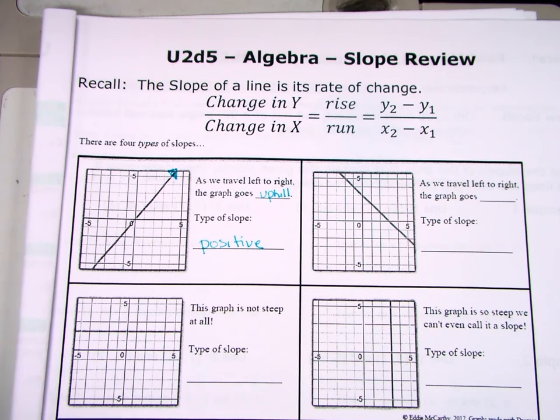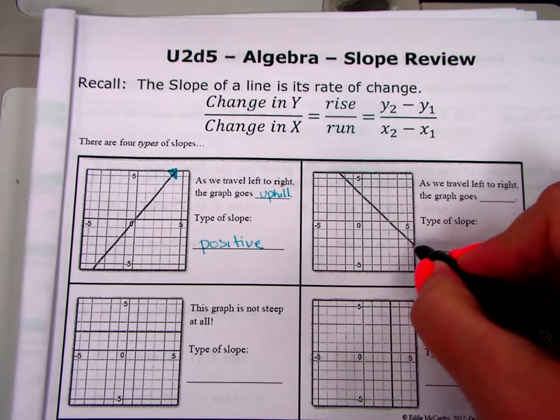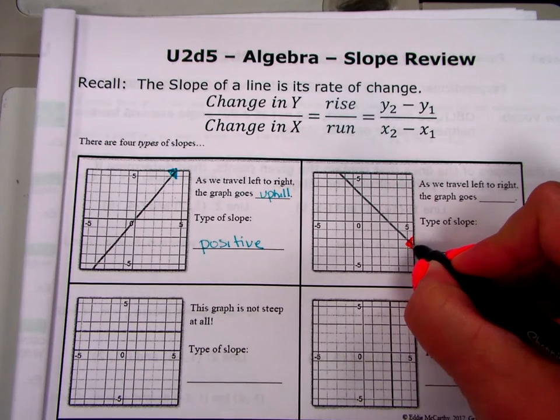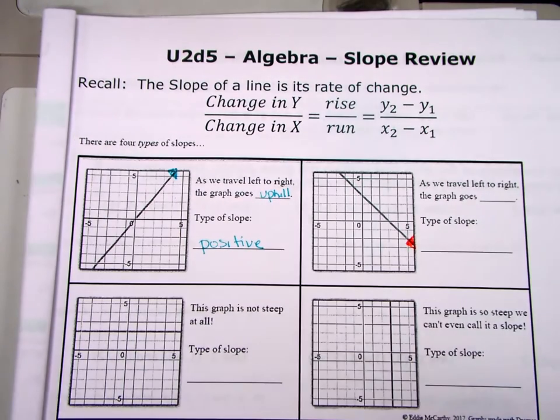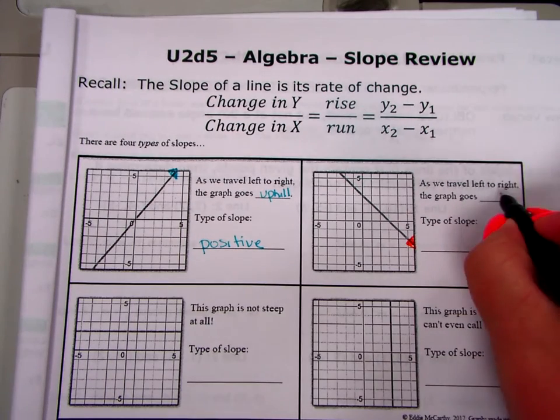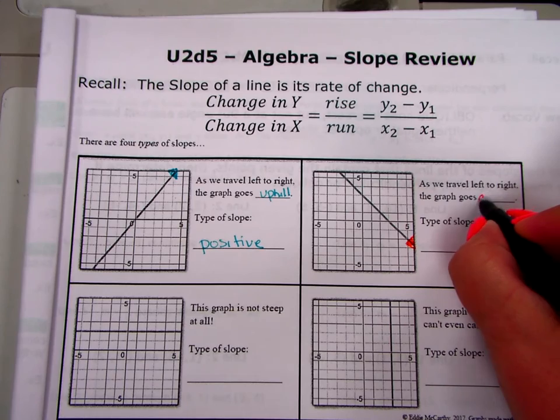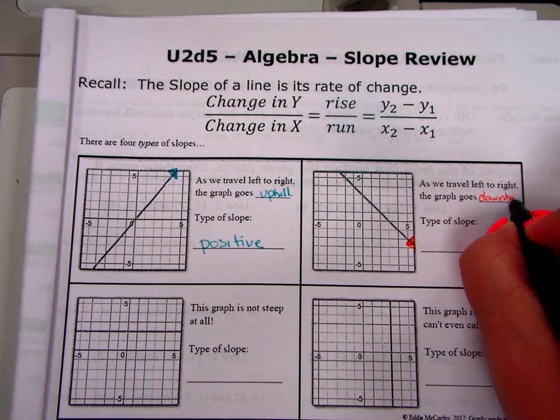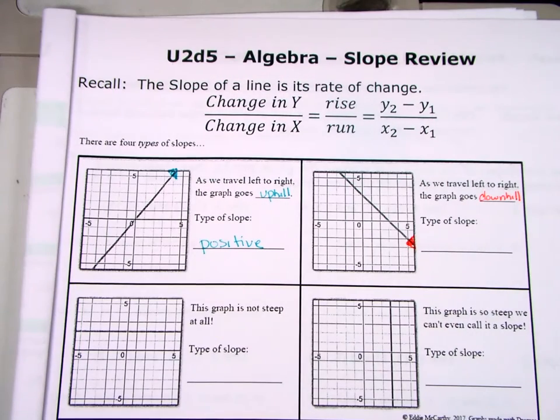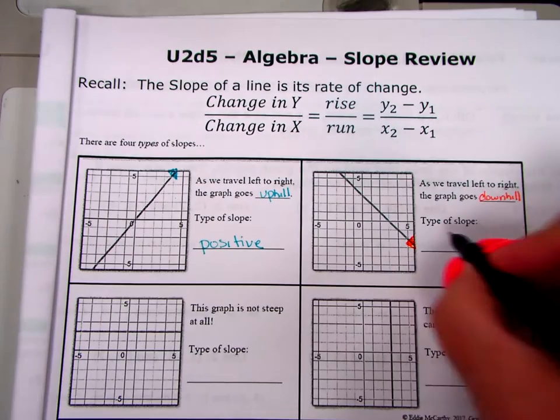The next one, going from left to right, is going downhill. And really, on a line, you'd have arrows on both ends. I'm just trying to see what direction we're going, right? So this one goes downhill. So we know that this one is going to be negative.